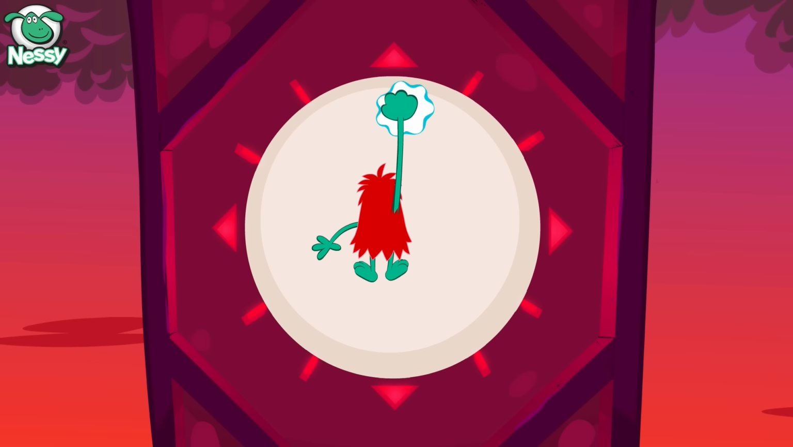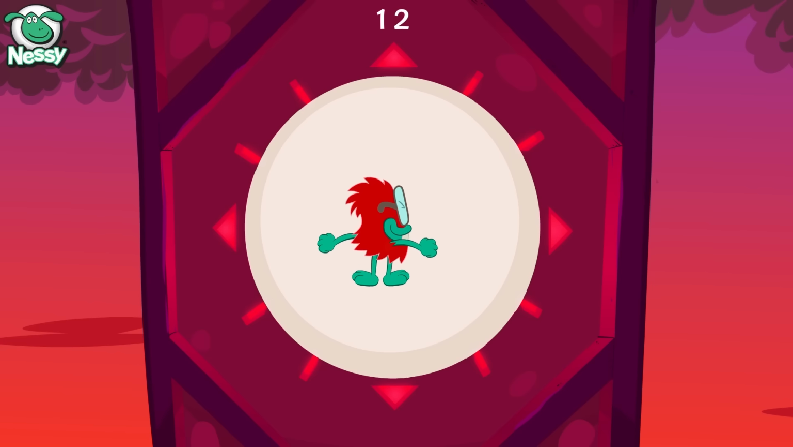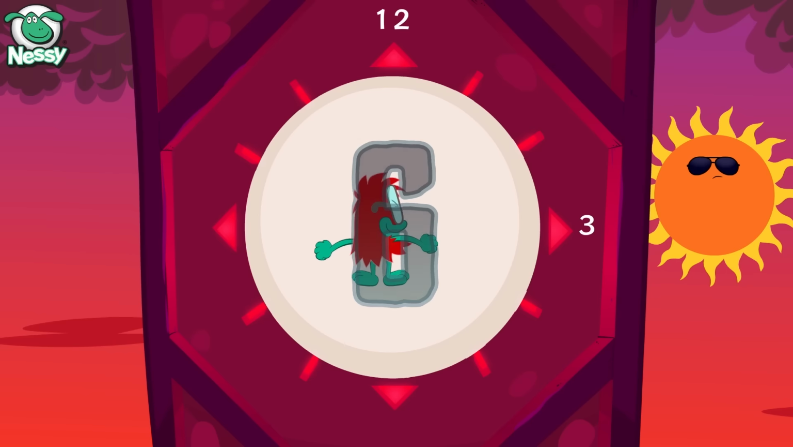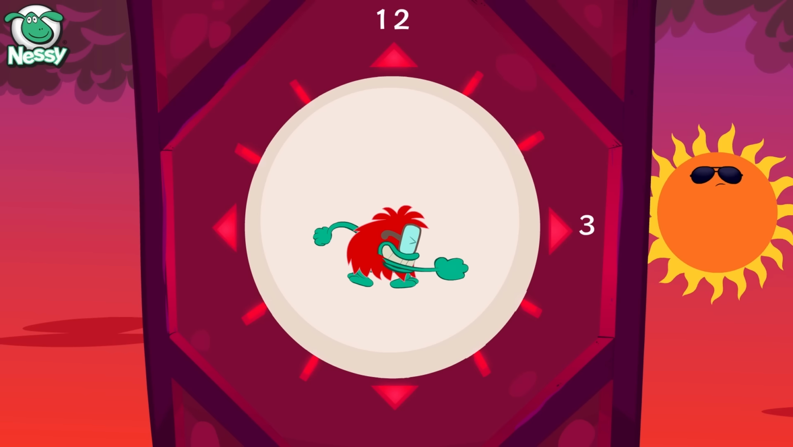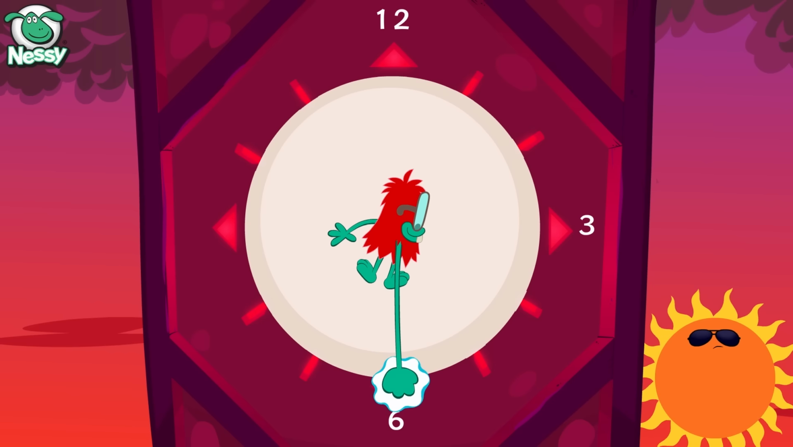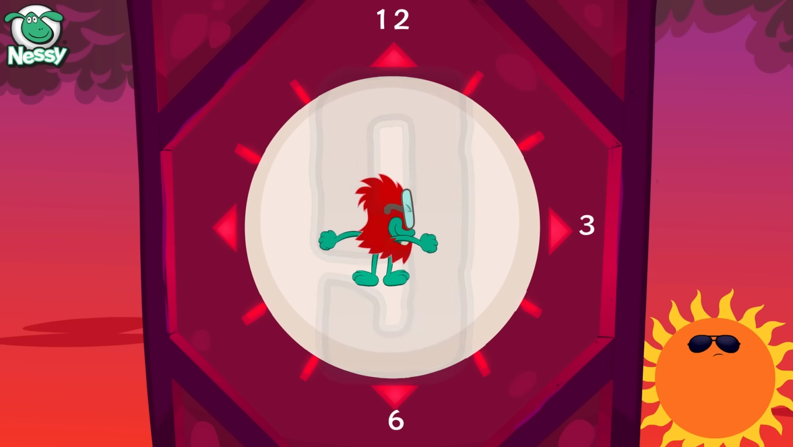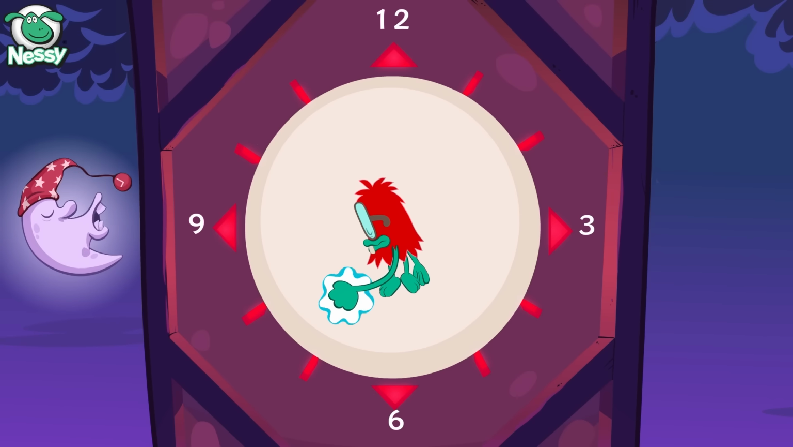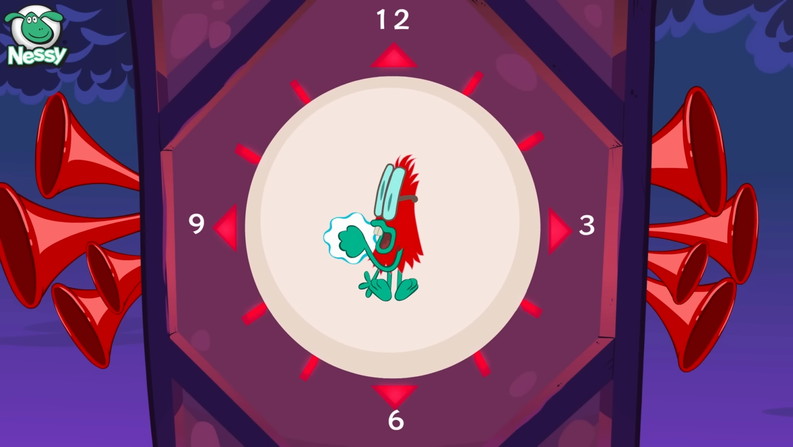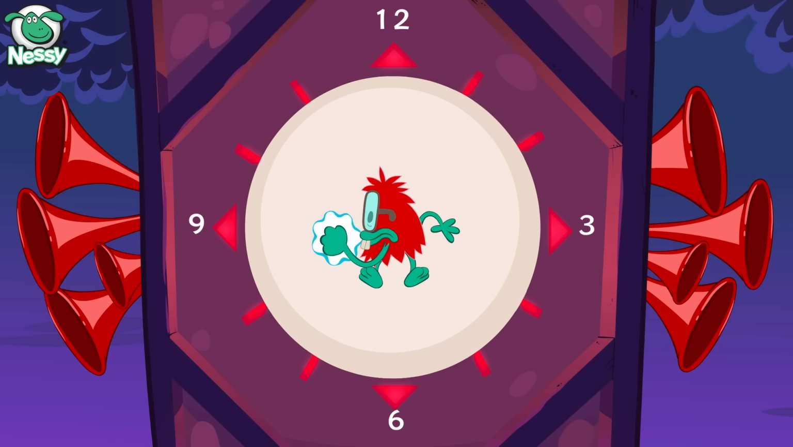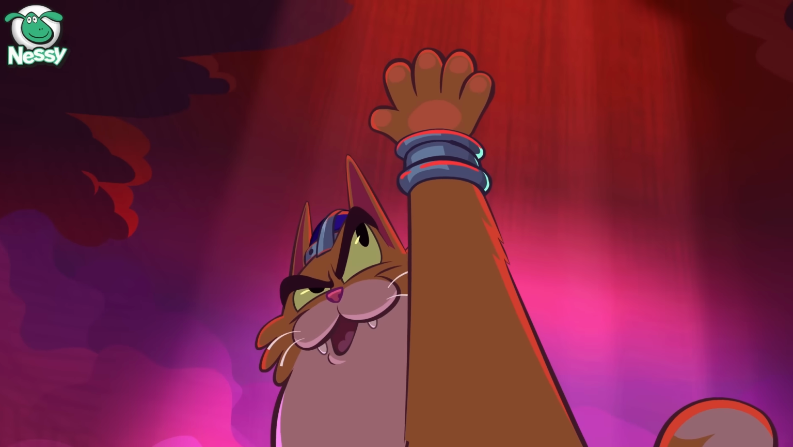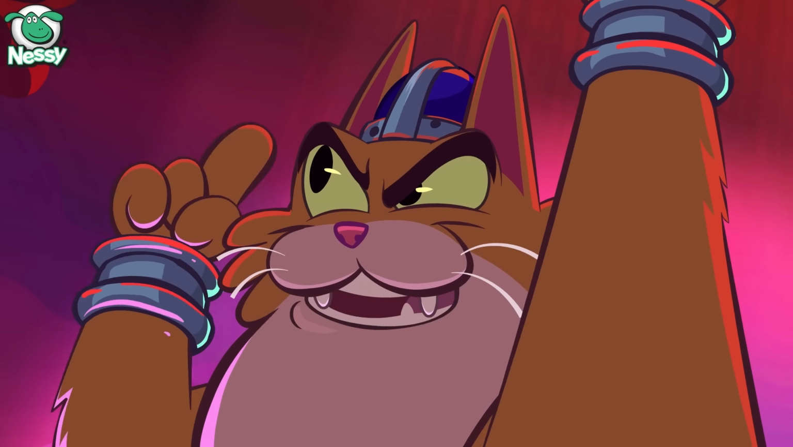Lunch yum yum. 3. School day done. 6. Dinner feast. 9. Sleep, sleep, sleep. 12. It's the middle of the night. We're going back around the clock.